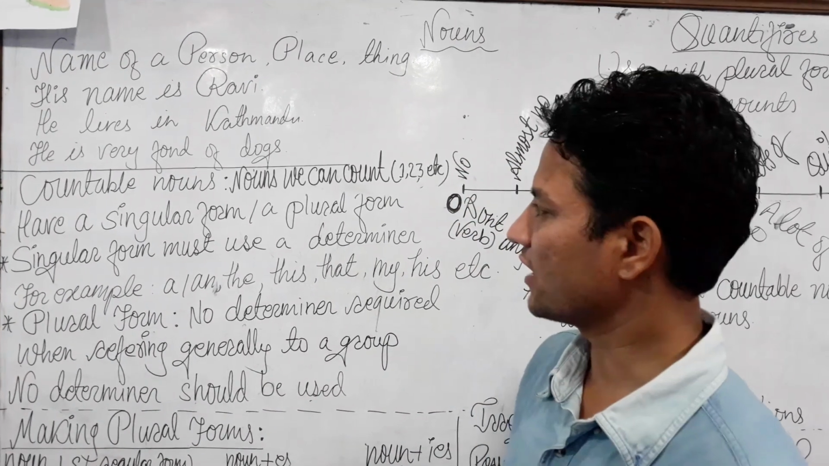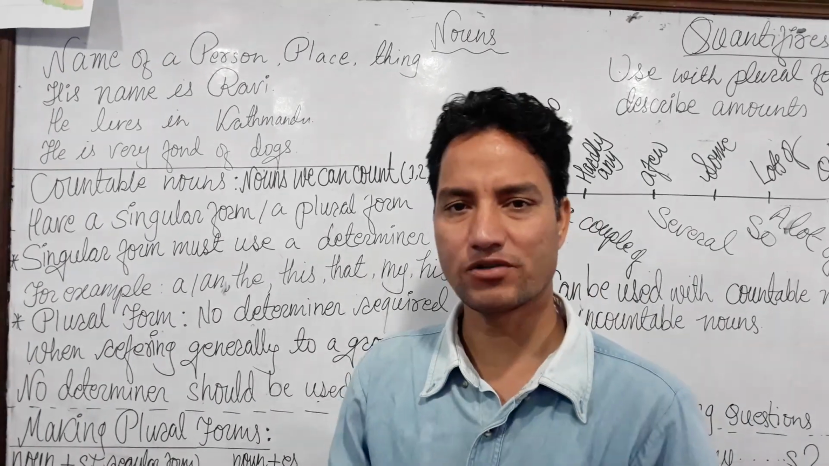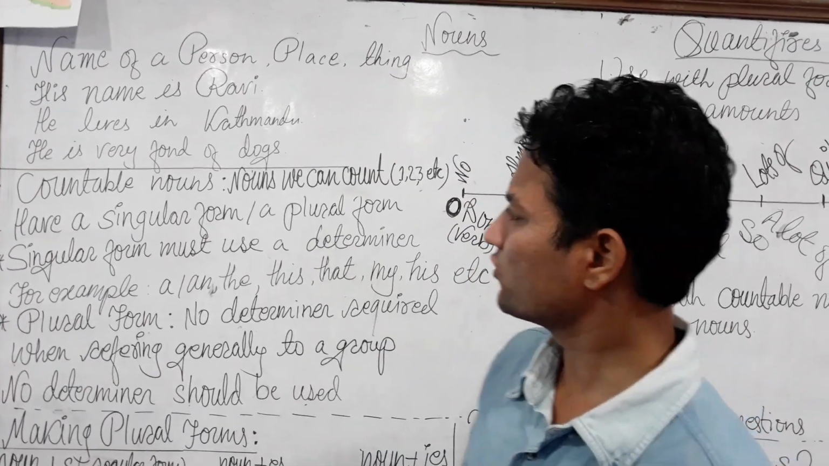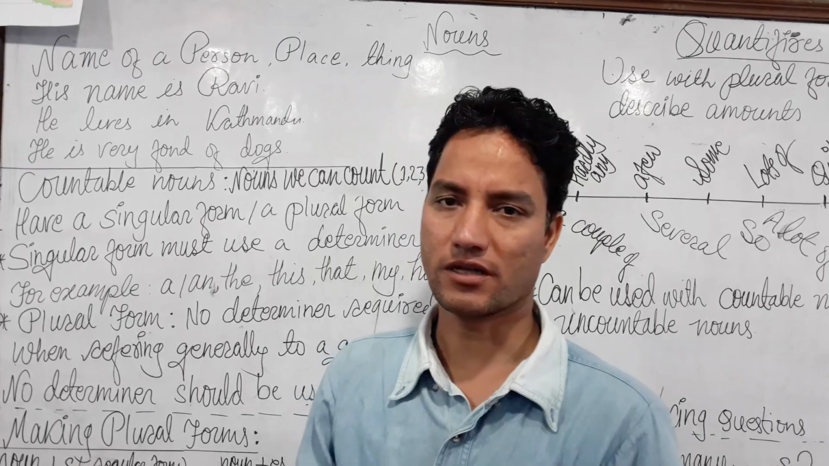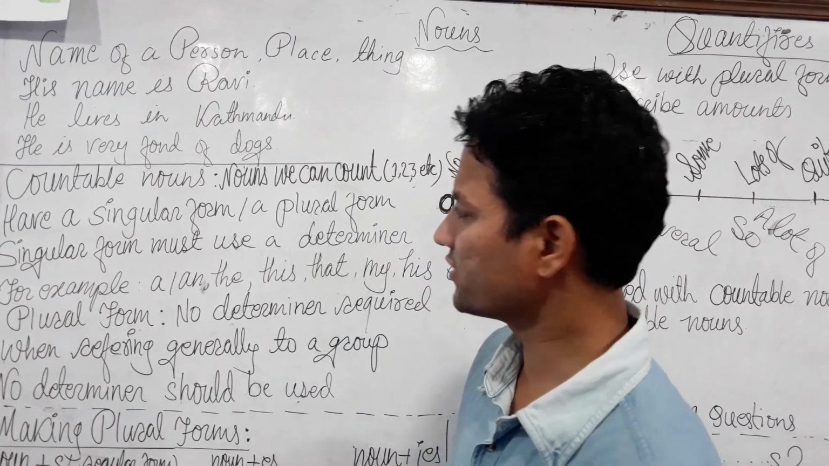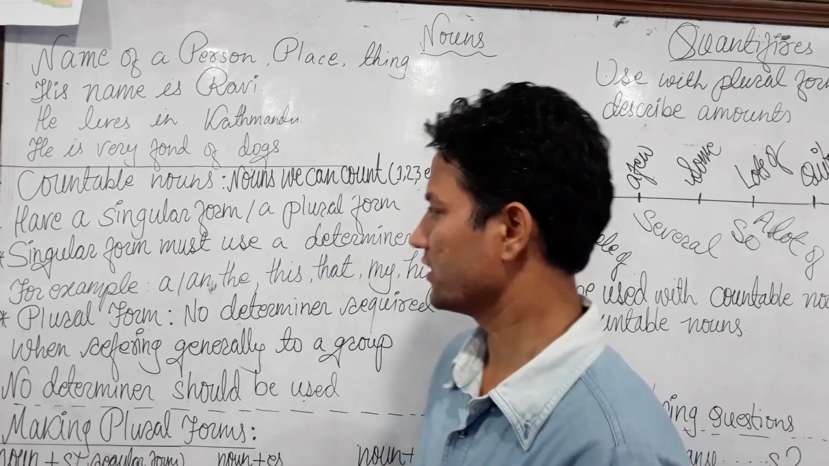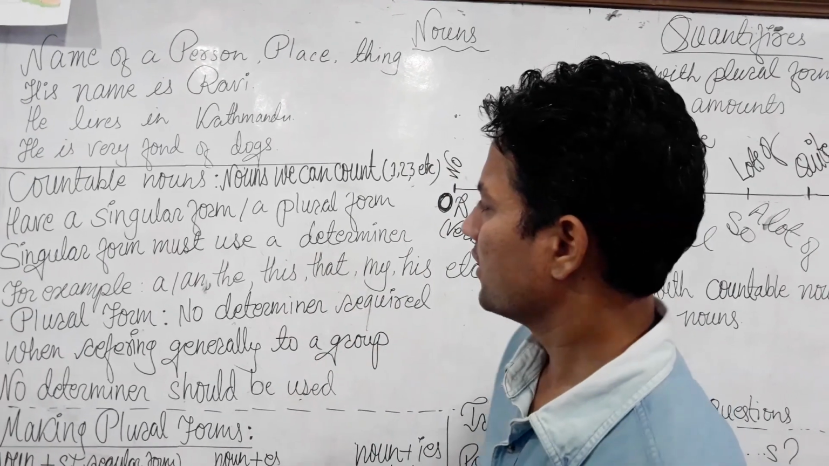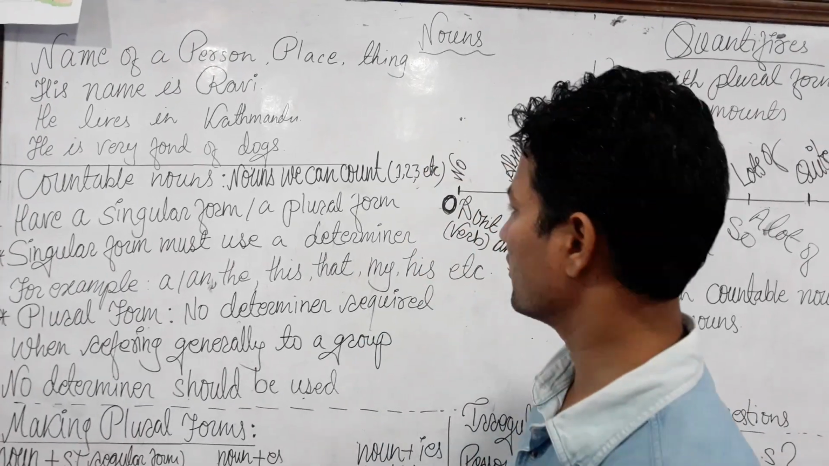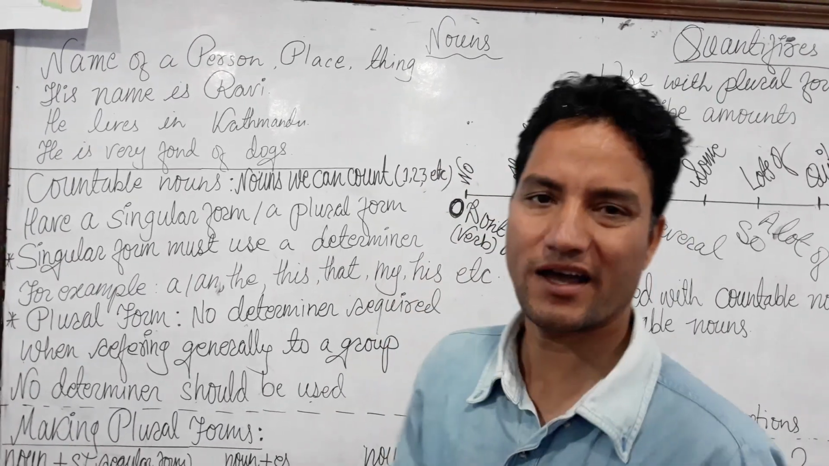Similarly, in today's class, we will be talking about countable nouns only. So, what do we mean by countable nouns? The nouns which we can count are called countable nouns. Alright? Countable nouns have singular forms and plural forms as well.